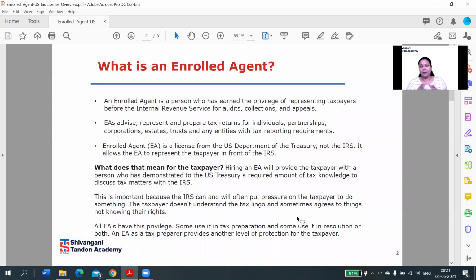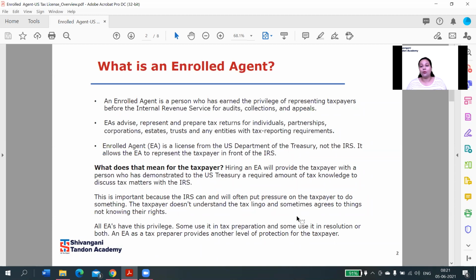Some people say it is a certification, some say it is a license, and they get confused about what it is exactly. To be very frank, EA is a license. It is a license with which you are authorized to prepare US tax returns, and you can sign the returns. You can also represent the client in US court whenever an income tax related issue comes up.